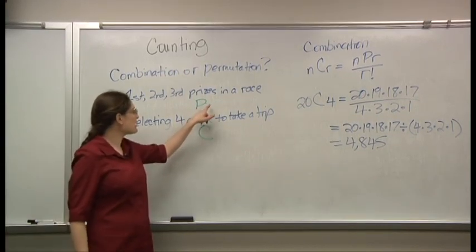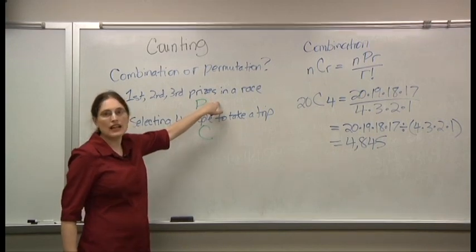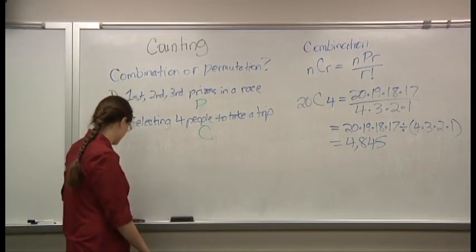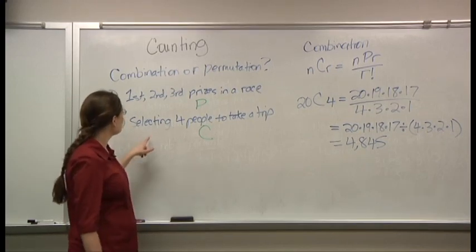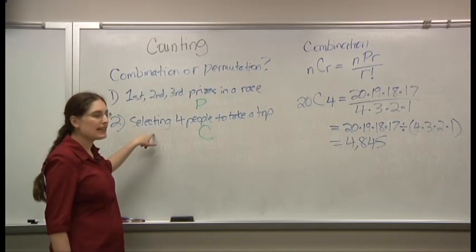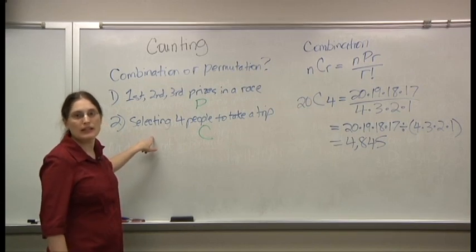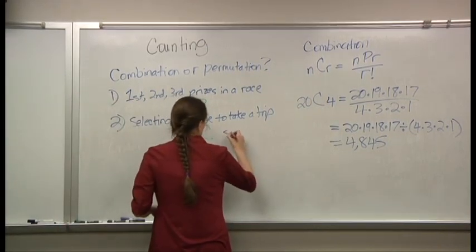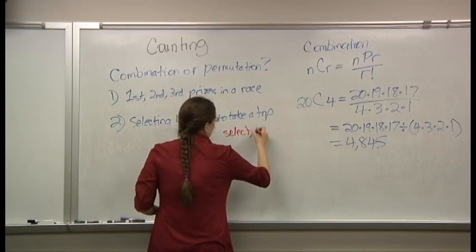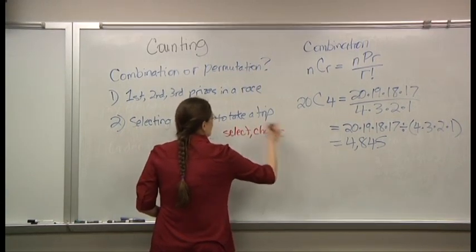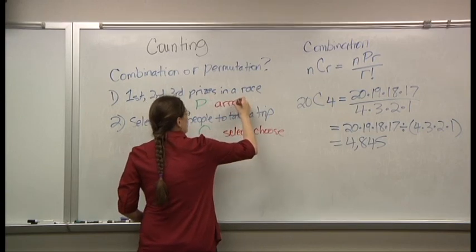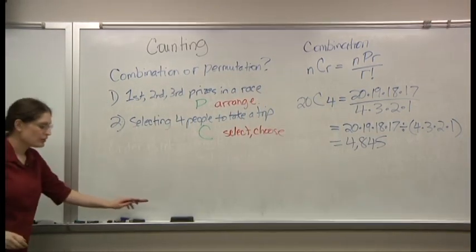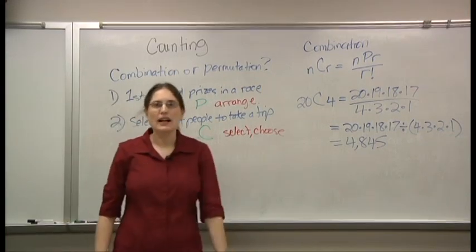Keywords for permutation would be things like arrange. Words like select or choose tell you you're talking about a combination. So, now you know how to count.